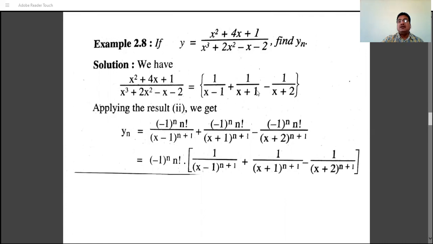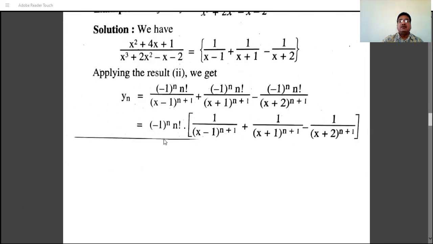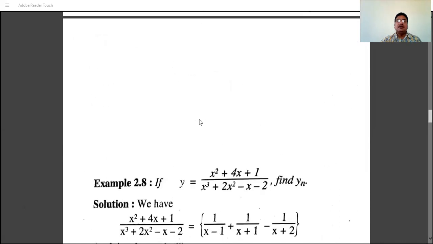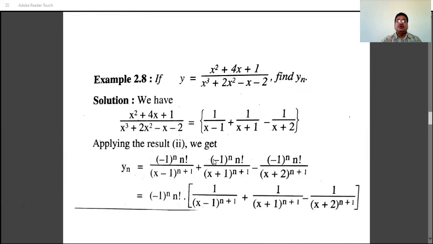Similarly, the nth order derivative of this function is minus 1 raised to n, n factorial, 1 raised to n, because a is 1, divided by x plus 1 raised to n plus 1. Similarly, minus 1 raised to n factorial divided by x plus 2 raised to n plus 1. And then we have this as the final answer, or take minus 1 raised to n into n factorial as common. We have this in the bracket. So these are the problems on the nth order derivative.